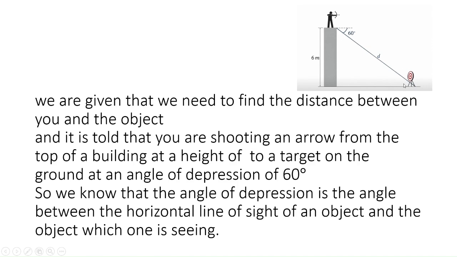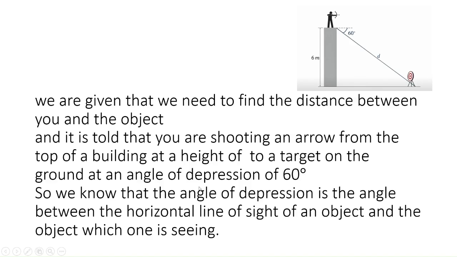It is told that you are shooting an arrow from the top of a building at a height of 6 meters to a target on the ground at an angle of depression of 60 degrees. The height of the building is given as 6 meters, and the object is there on the ground. You are hitting it when the angle of depression is given as 60 degrees. So what do we know?